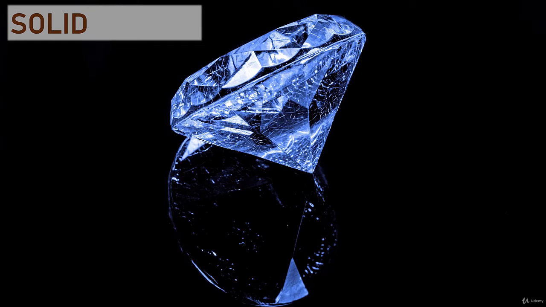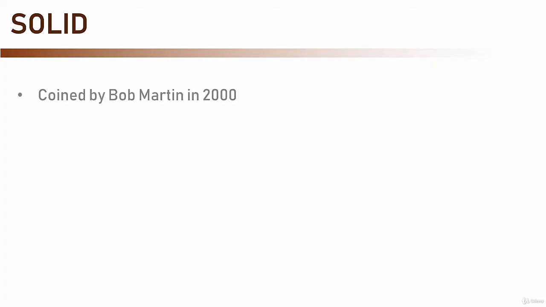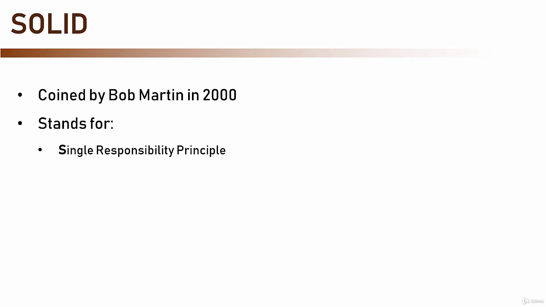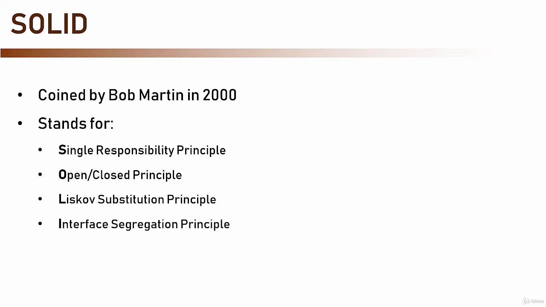It's now time to meet one of the most important acronyms in the software development and architecture world, SOLID. This acronym, coined by Bob Martin in the year 2000, represents 5 code design principles that, when implemented, make the code easy to understand, flexible, and maintainable. SOLID stands for Single Responsibility Principle, Open-Closed Principle, Liskov Substitution Principle, Interface Segregation Principle, and Dependency Inversion Principle.